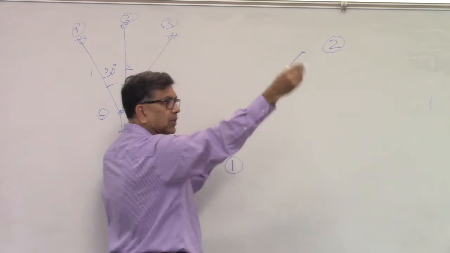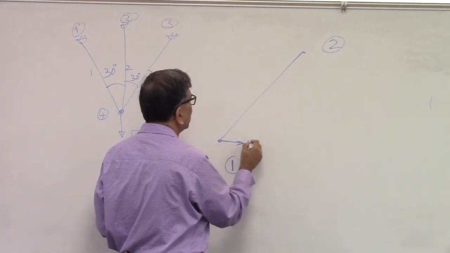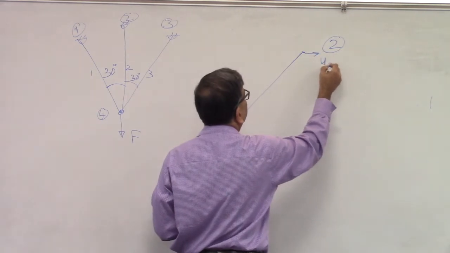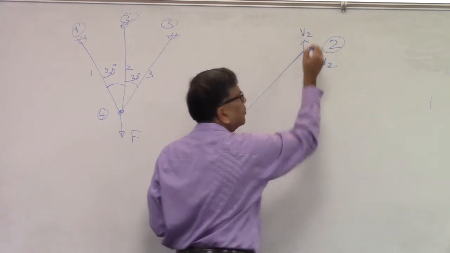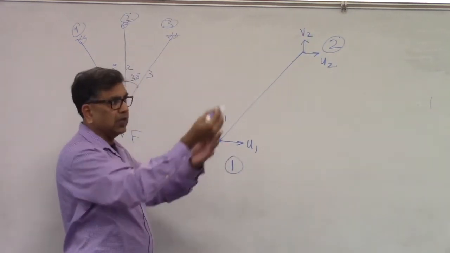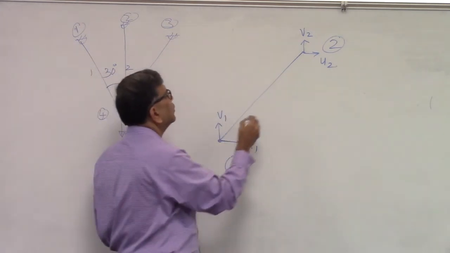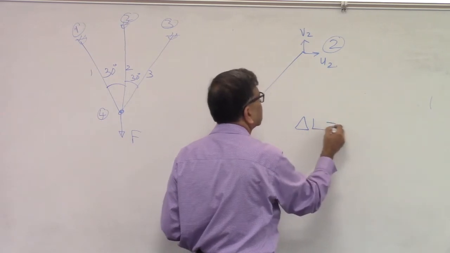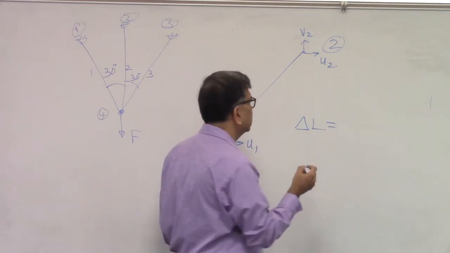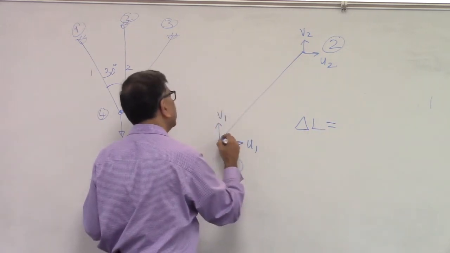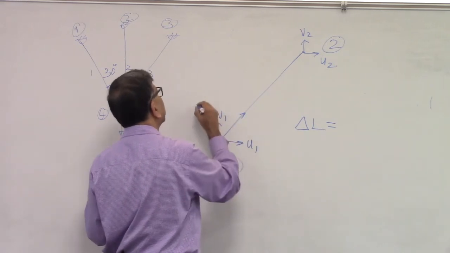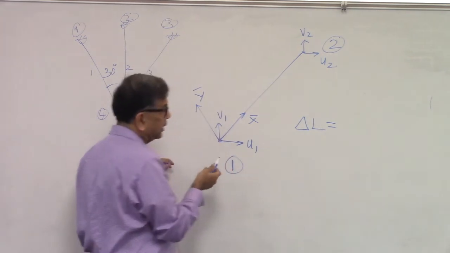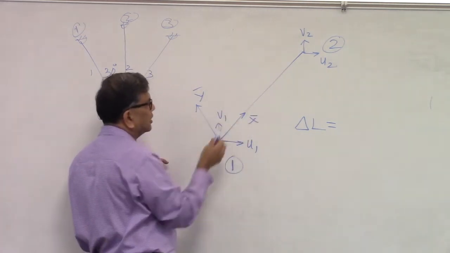After you solve the finite element problem, I know U1, V1, U2, V2, because they are either zero or I have solved for them. Everything is known. I need to find delta L of the element. This is a formula. There is another coordinate system I defined in the text, called the X bar, Y bar coordinate system. The X bar axis is along the length of the element.